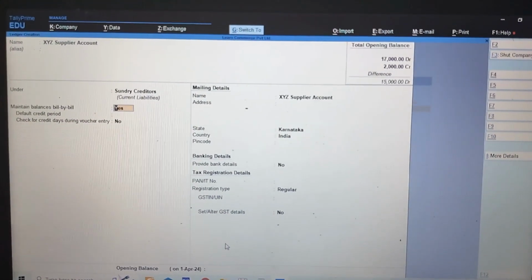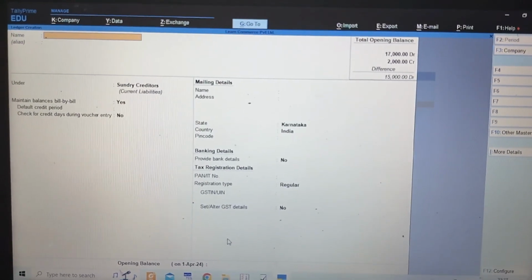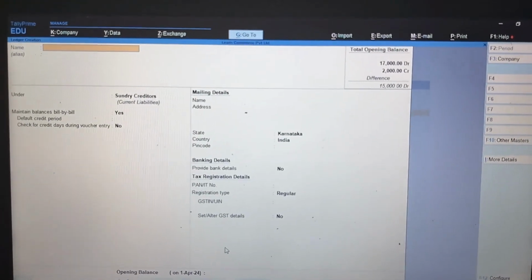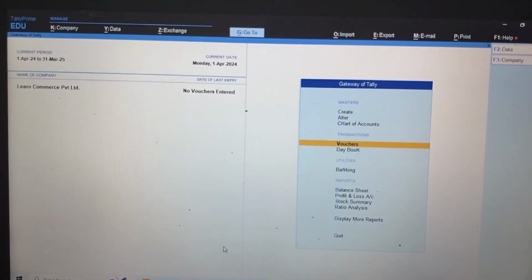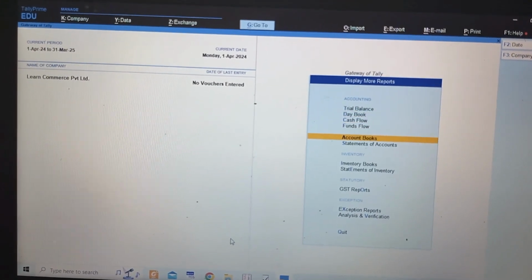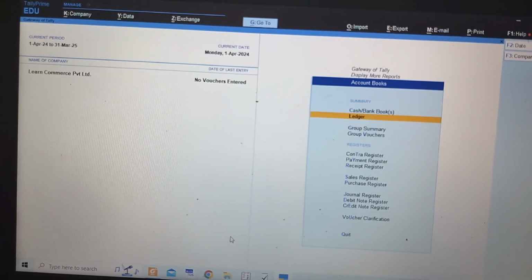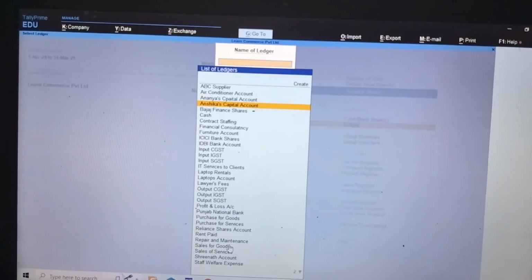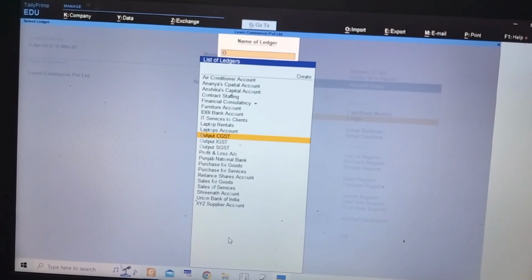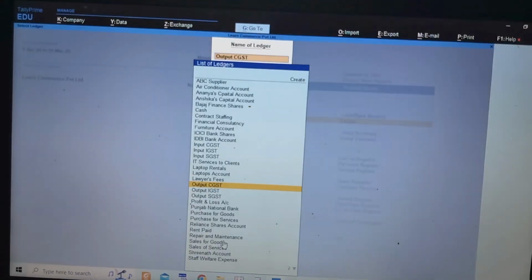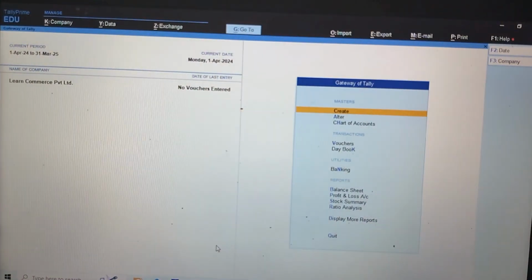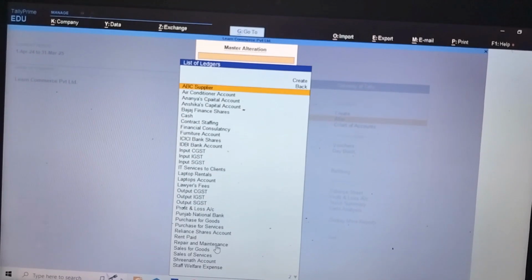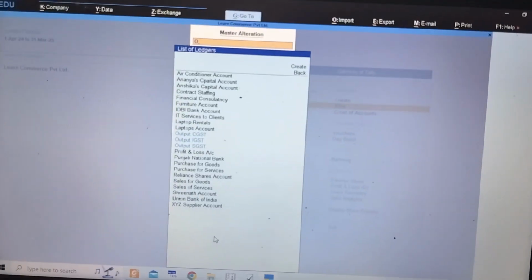XYZ supplier account I created. Now I am accepting the ledger. Other ledgers I created, friends, I will show you: display, then account books, ledger, second option. Then I created output IGST, CGST. So this is the ledger. Now I'll show you alteration. And also friends, I'll show you this ledger, output CGST.